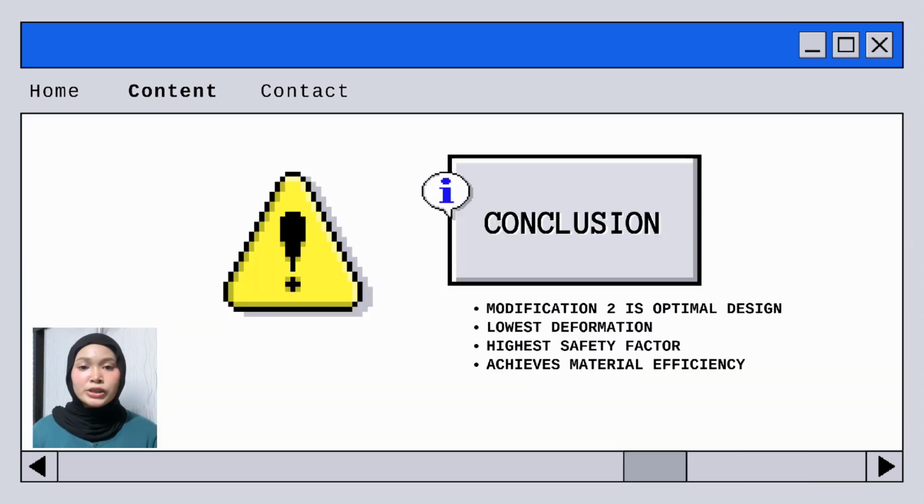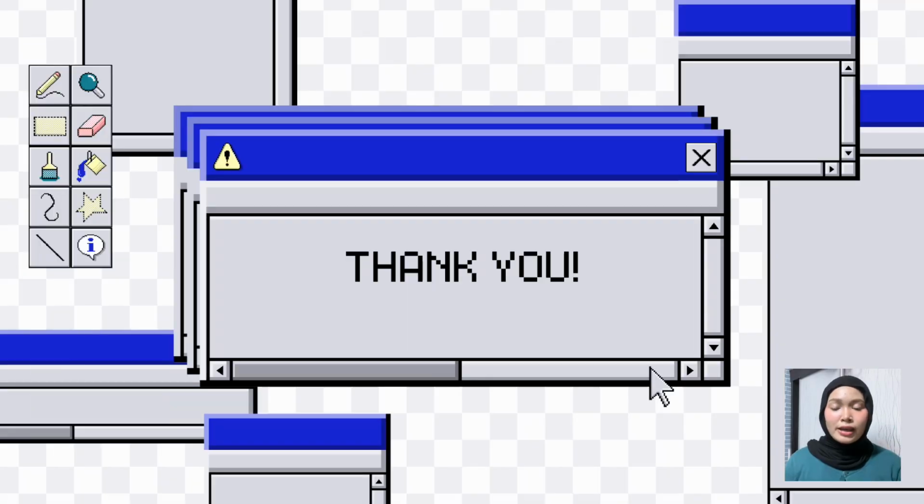Conclusion. In conclusion, this project successfully analyzed and improved the footrest design using CAE. Modification 2 is identified as the optimal design. It produces the lowest deformation and highest safety factor and achieves good material efficiency. Thus, the main objective of this project has been achieved. That is all from me.